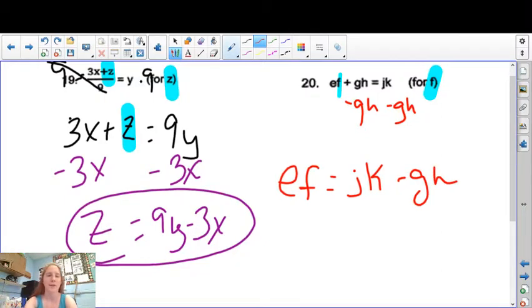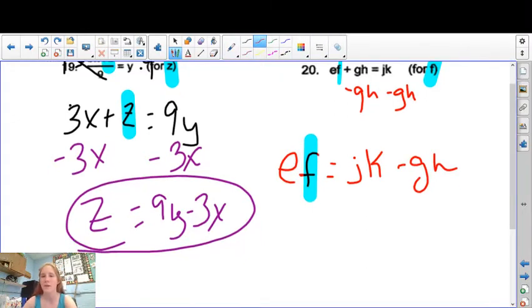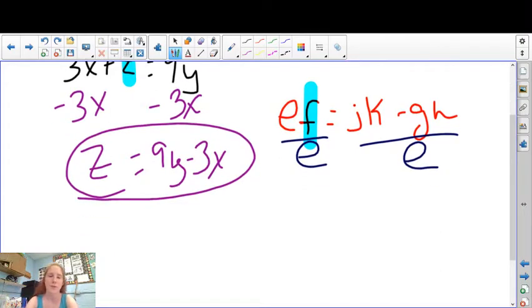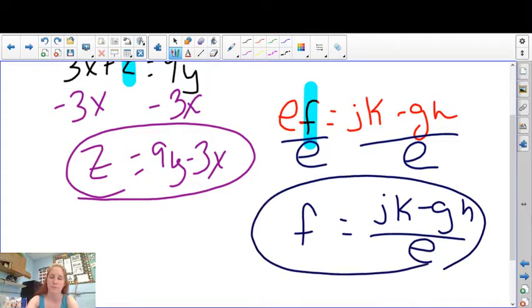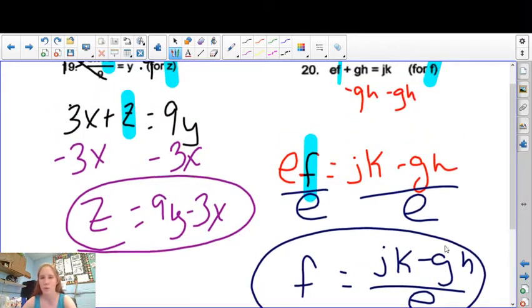Go back and identify, okay, where is my F? He's on the same side with my E still. So I need to get rid of the E, and I notice that E's held on with multiplication. So we're going to undo that multiplication with division. And what I do to one side, I have to, of course, do to everything. So F is equal to J times K minus G times H, all divided by E. Woof, 1 more.